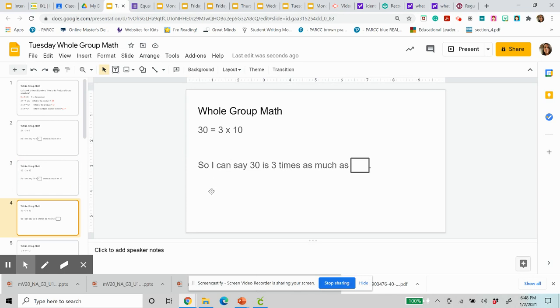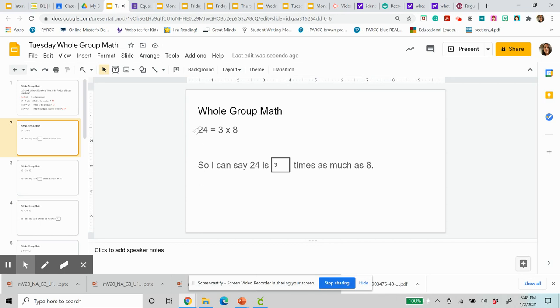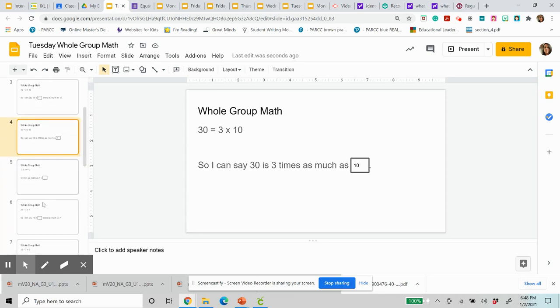Now again, I could have said 30 is 3 times as much as 10, right? Again, I'm using the same numbers here. 30, 3, 10. I'm not coming up with any new numbers. Right here, 24, 3, 8. Here, there's my 30, there's my 3, there's my 10. Here, same equation actually. Okay, this is just also another way for us to keep practicing our multiplication tables, right? More exposure.